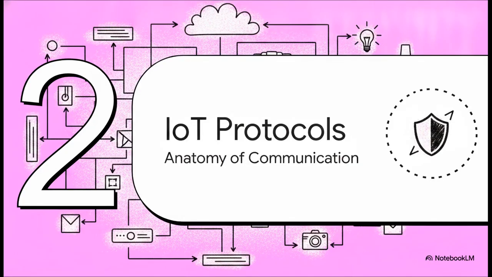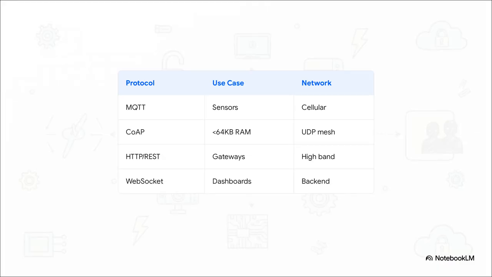Moving on to Part 2. IoT protocols and architecture. Basically, the anatomy of how these devices talk to each other. Now, if you're building a project, say using the Arduino IDE with an ESP8266 microcontroller, picking the wrong communication protocol can totally tank your system.